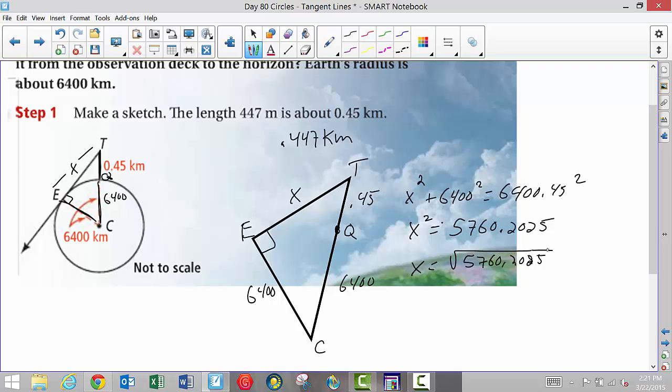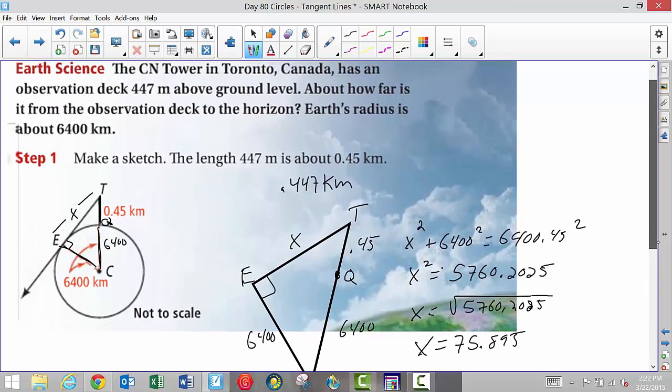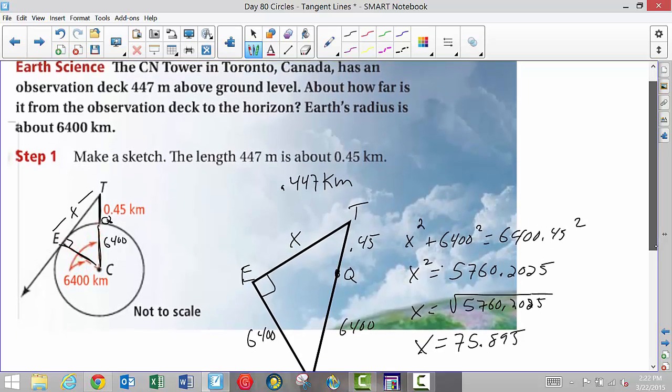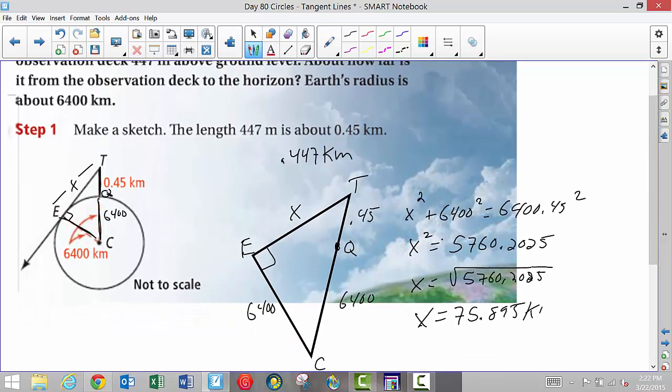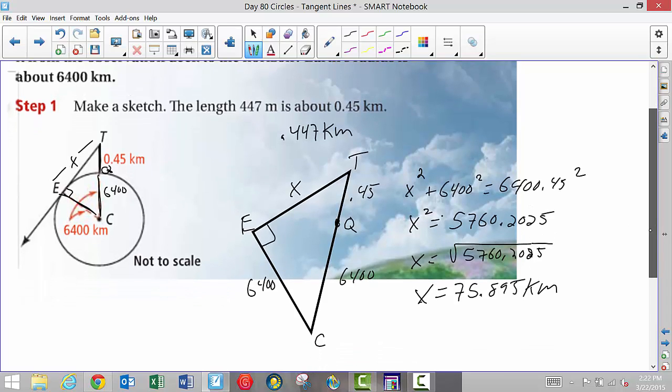Sorry, 5760.2025. It's about 75.90. So I have 75.895. Okay, kilometers. So using tangents and right triangles and the Pythagorean theorem to solve for a distance.